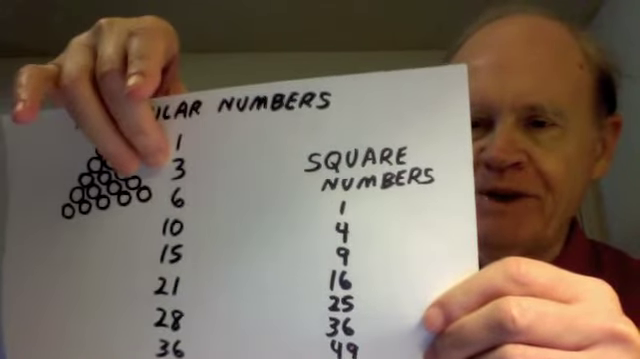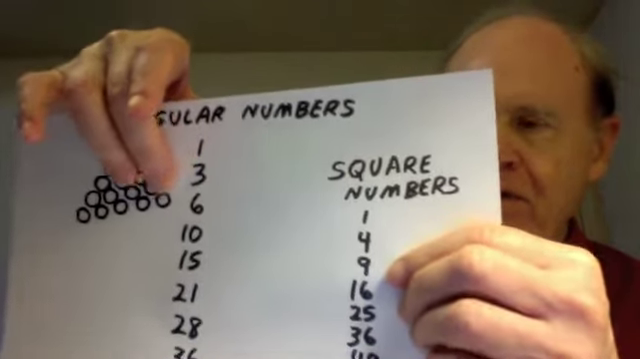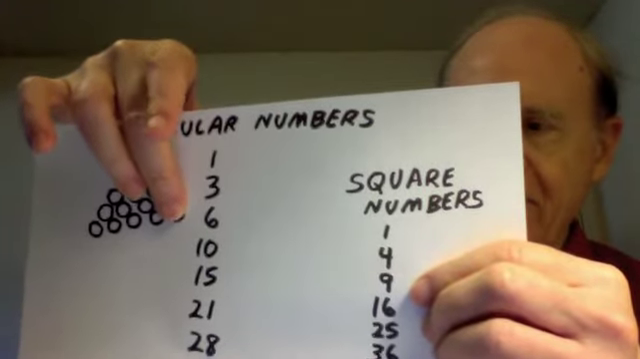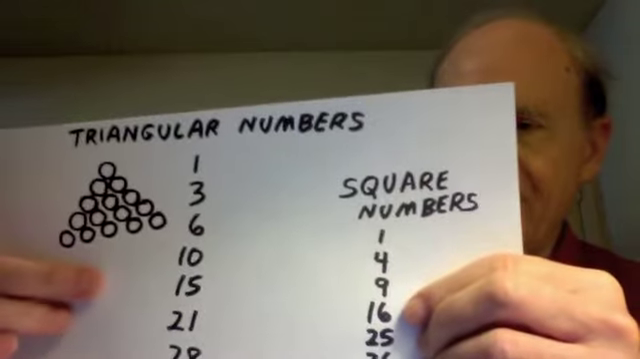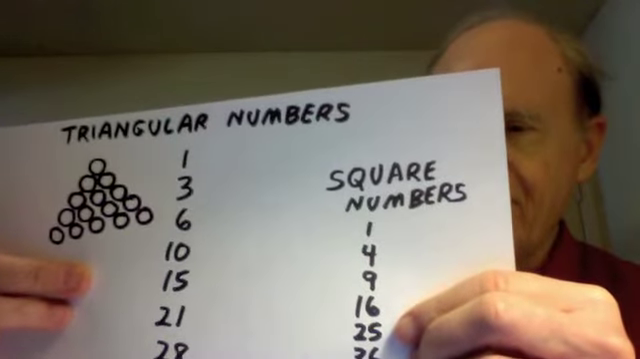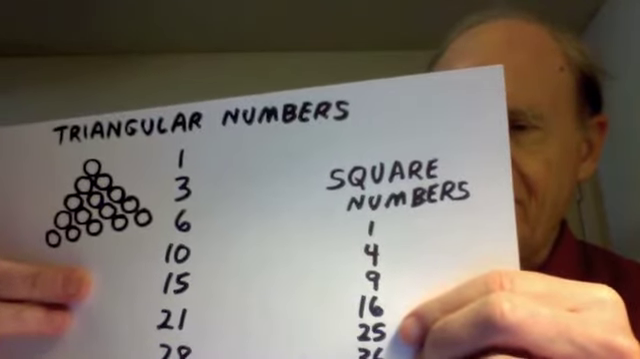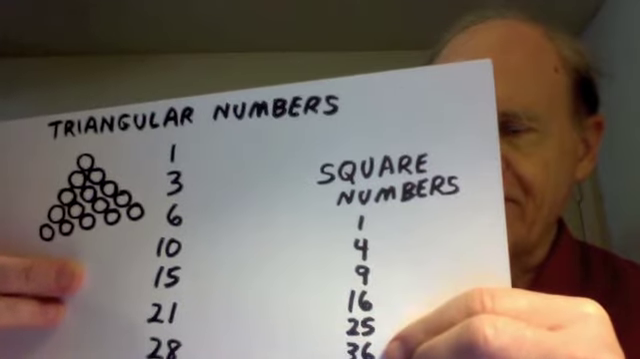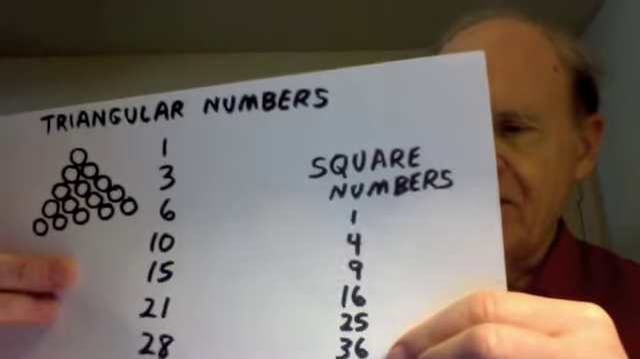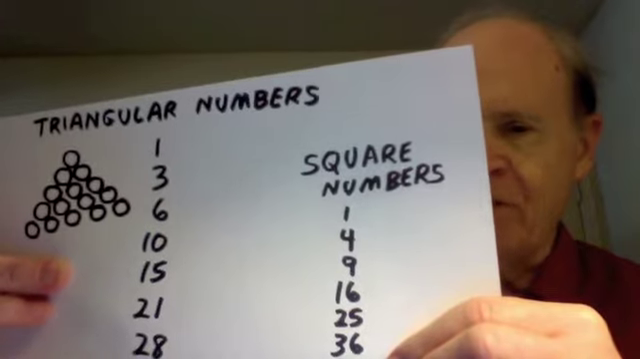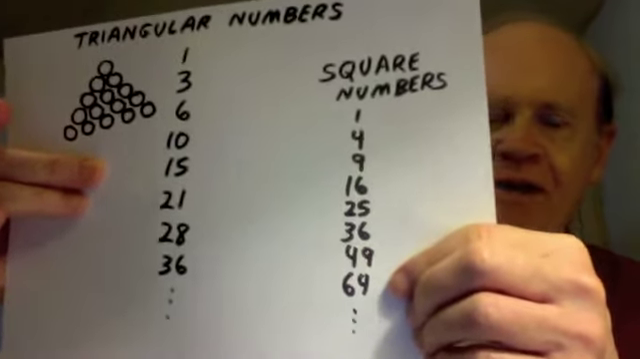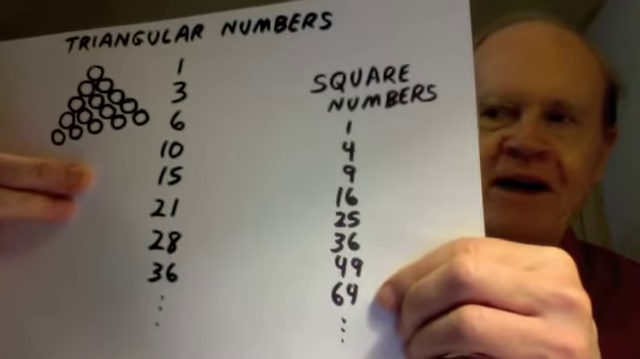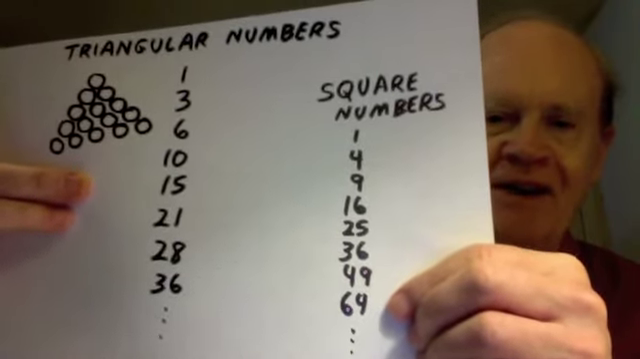Then 1 plus 3 is 4, 3 plus 6 is 9, 6 plus 10 is 16, 10 plus 15 is 25, 15 plus 21 is 36, 21 plus 28 is 49, and 28 plus 36 is 64, and so on indefinitely.